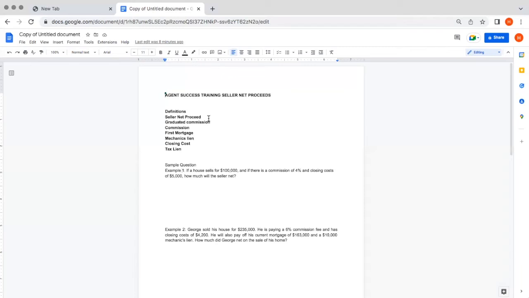So know these things and familiarize yourselves with the definitions, because if you see these words on a test, they are associated with the seller net proceeds.